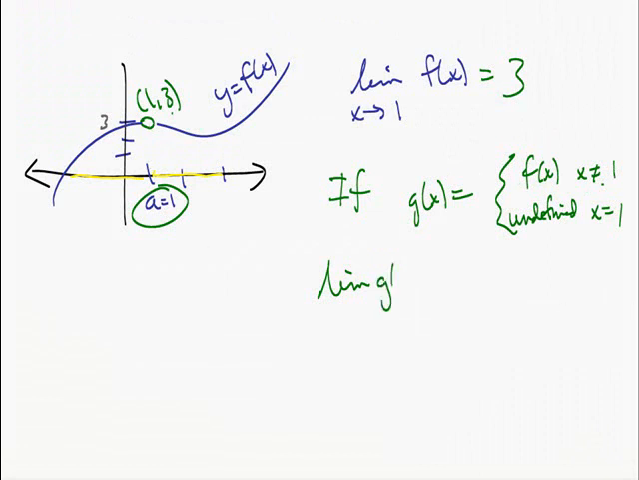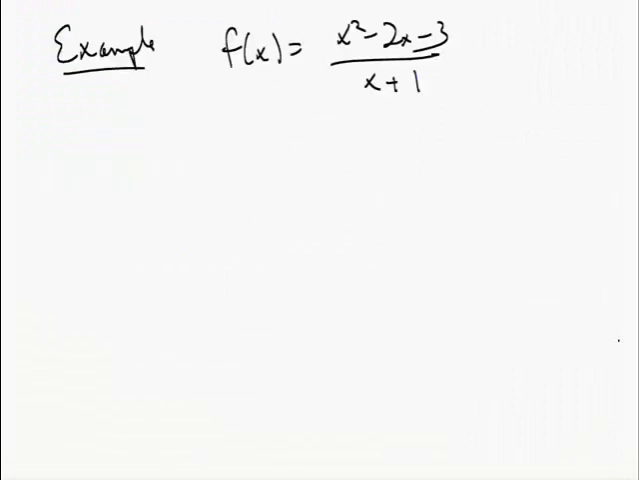Now if we look at the limit here of g of x as x approaches 1, what do we get? Again, we can make our function g as close as we want to 3 as long as we make our x values sufficiently close to 1. And so the limit here is also 3. So let's look at an example here.